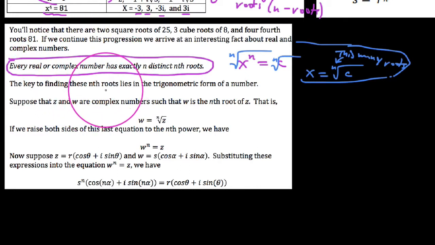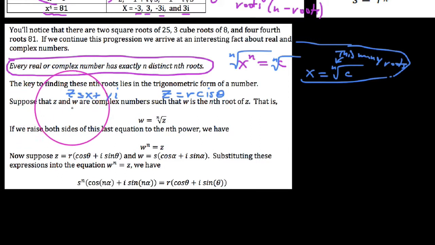The key to finding these nth roots lies in the trig form of a number. The idea here is this. What we'd rather do is write our complex number, which is typically written in standard form, which is this x plus yi form. We want to write it in trig form, which is this r times the cis, or cosine plus i sine, of some argument theta. But if we can write it this way, what I can tell you is we can actually use DeMoivre's theorem, a form of it, to kind of manipulate these. But here's my argument.